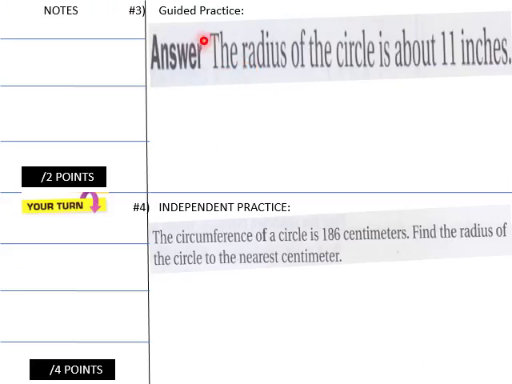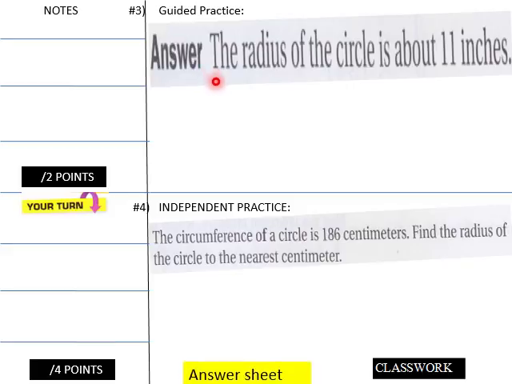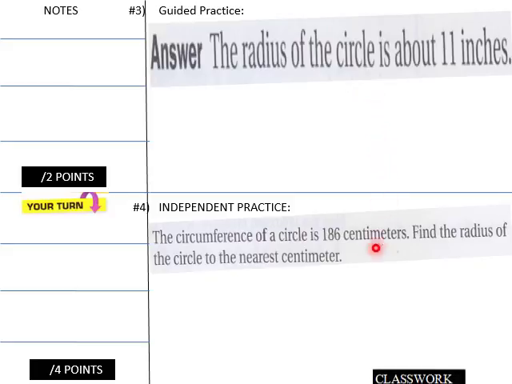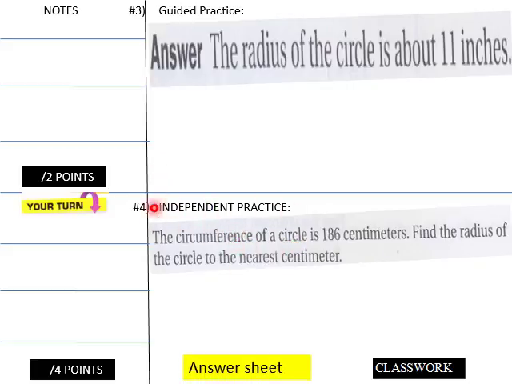Let's go into our next guided practice here. The radius of the circle is about 11 inches. Yeah, I guess so. Guess I gave that one away. The circumference of a circle is 186 centimeters. Find the radius of the circle to the nearest centimeter. So we have a circumference of 186. Find the radius here, students, in your independent practice for number 4 on your classwork sheet. And the answer to this, am I going to give this to you? I mean, I pretty much gave the first one to you. What's the solution to this one?